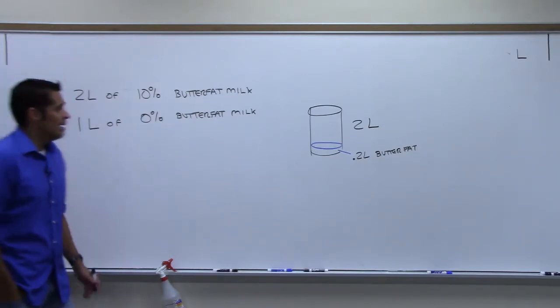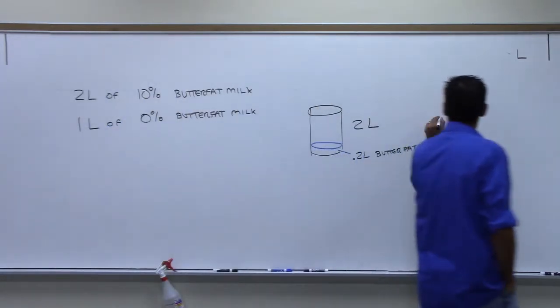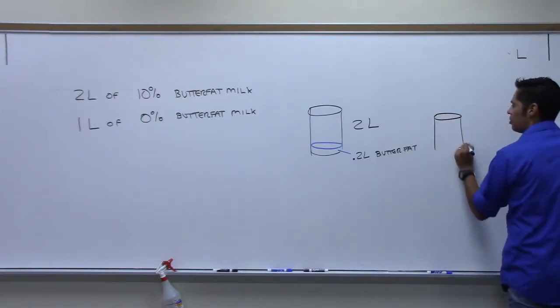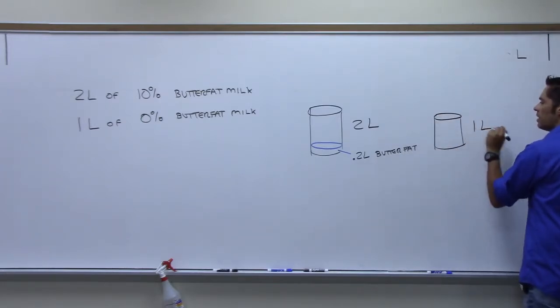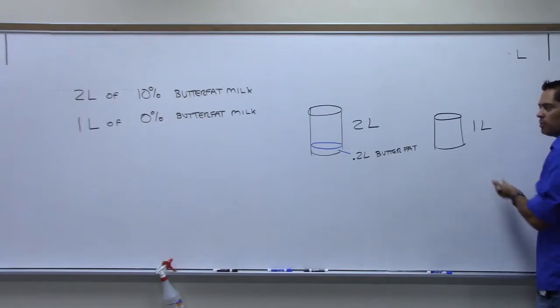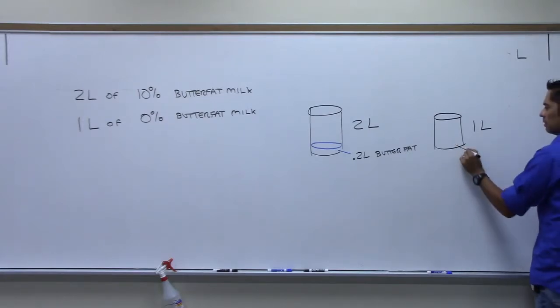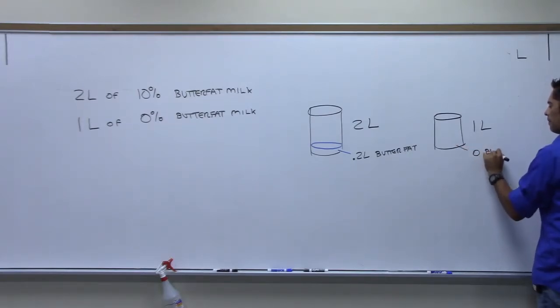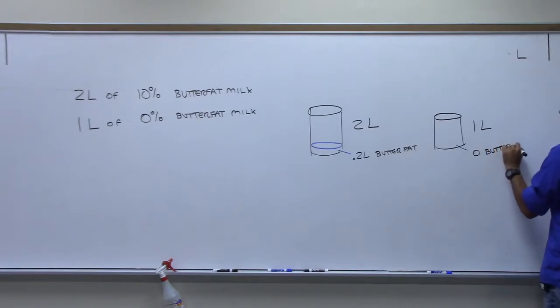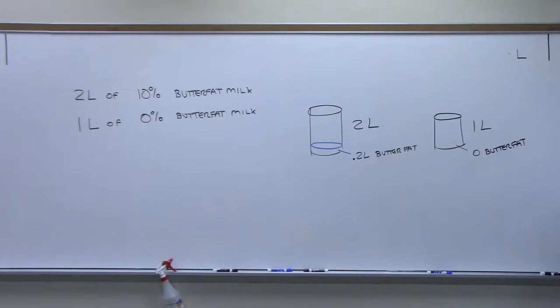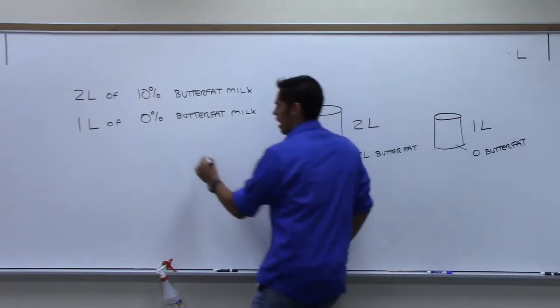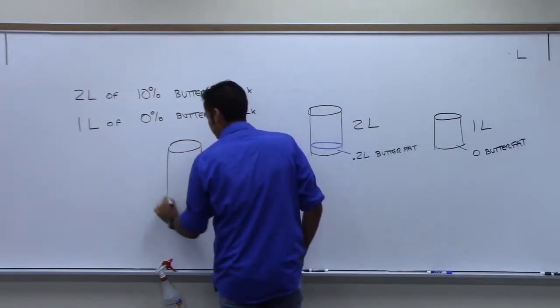We're going to take that and mix it together with another mixture over here that's just 1 liter, and it has how much butterfat in it? 0 butterfat. When I mix those together, how much do I have total? How many liters will I have total? 3 liters, right? So I mix them together now. I have 3 liters now.